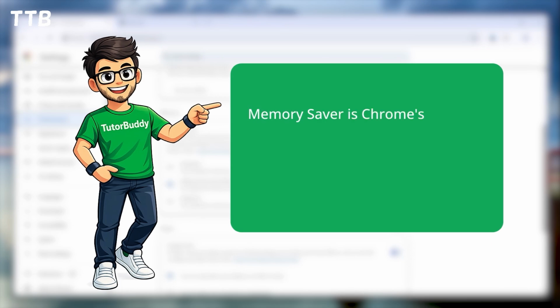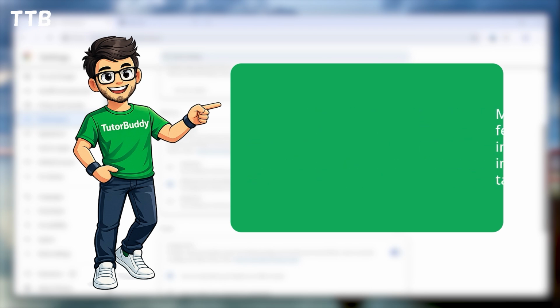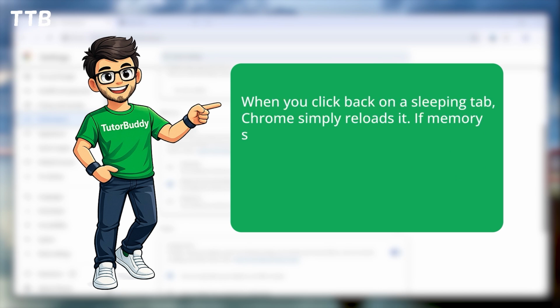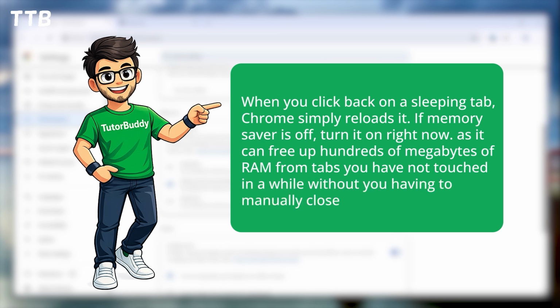Memory Saver is Chrome's built-in feature that automatically puts inactive tabs to sleep after a period of inactivity, freeing up the RAM those tabs were using. When you click back on a sleeping tab, Chrome simply reloads it. If Memory Saver is off, turn it on right now, as it can free up hundreds of megabytes of RAM from tabs you have not touched in a while without you having to manually close them.